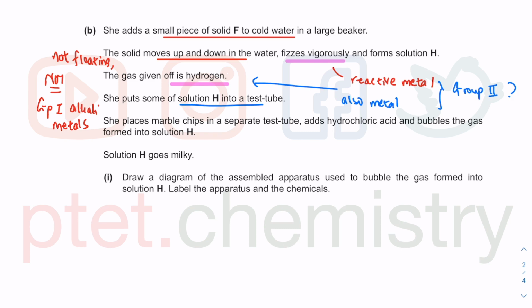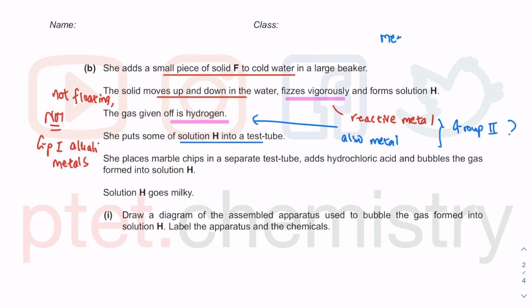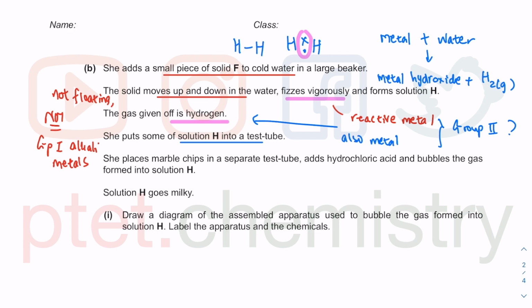Now she puts our solution H into a test tube, because this is still metal plus water. So metal plus water, from the topic of metal chemistry, you will get metal hydroxide, which is alkaline or basic, and you will get hydrogen gas, which is a diatomic molecule with a covalent bond with 1 electron from each hydrogen atom. That is covalent bonding between non-metal and non-metal in order for each atom to complete its outer shell there. Now she places marble chips in a separate test tube.